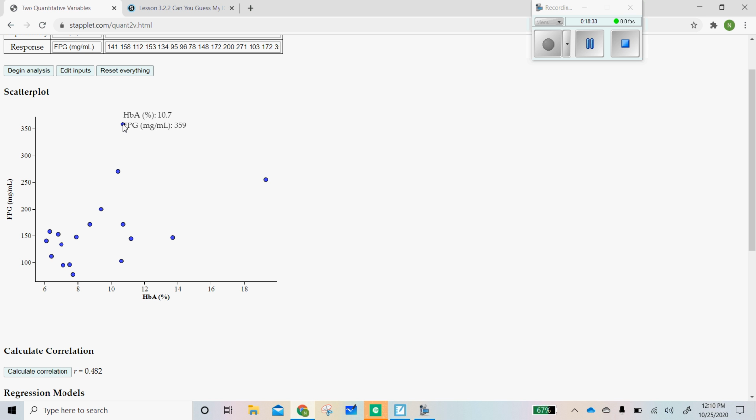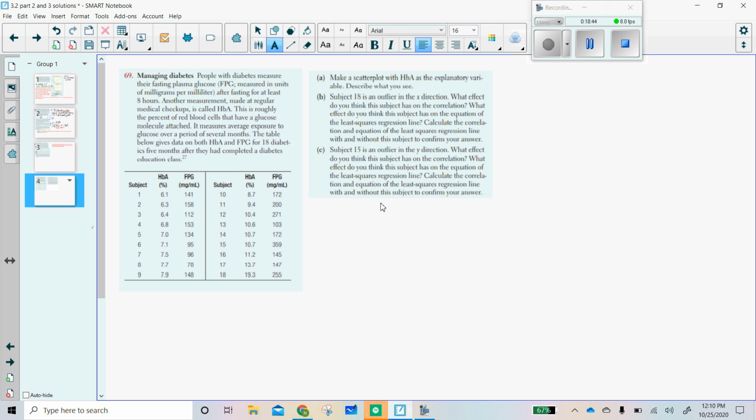And which was subject 15, and this one, the 19.3 one, that was subject 18. So let me just write this down. So remember CDOFs, the C stands for context. So I need to have something in there about context.